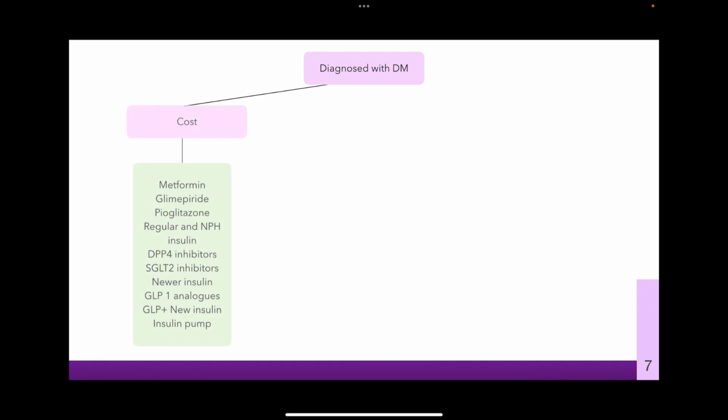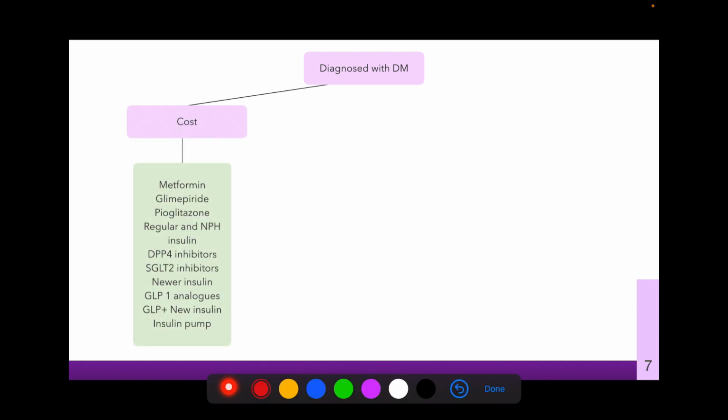Now, if your goal is to balance the cost, I have arranged these medicines from cheapest to costliest. It's not exact, this is arbitrary, because even in one class of drug, one drug might be very costly, another drug might be very cheap. I would say if the patient is from the low income group, you try using these to manage diabetes. If the patient is from the middle income group, you can try this. And only if the patient is very well off, you can use GLP-1 analogs, new insulin and insulin pumps.